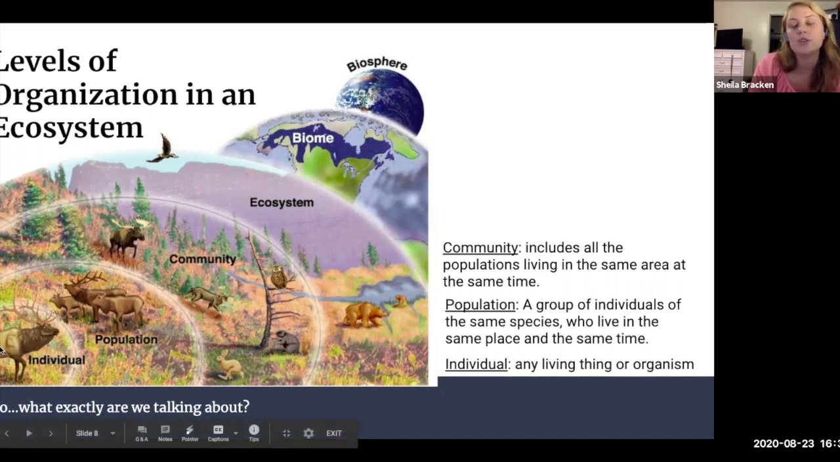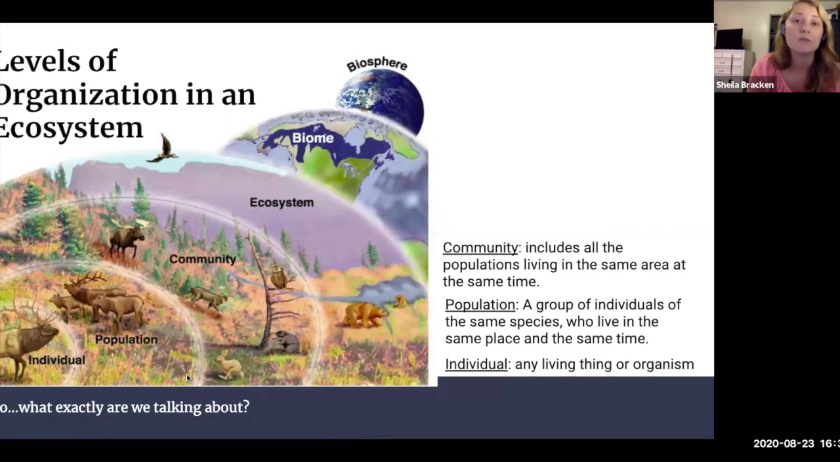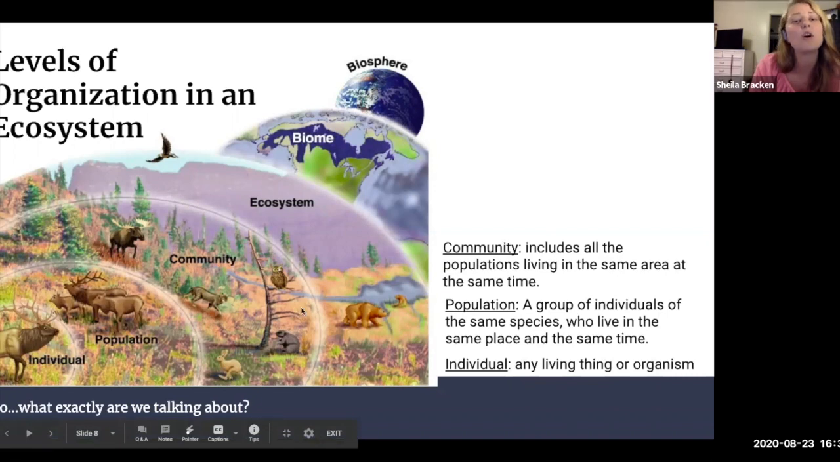An individual is you. The population would be your family living in the house with you, right? They're all related to you. And your community is all the houses on your street, okay?